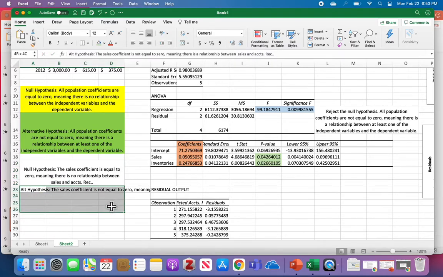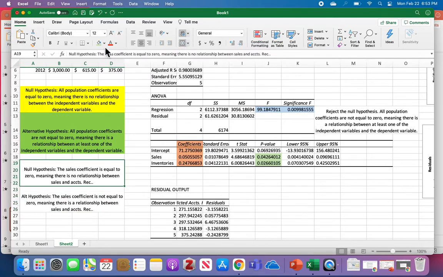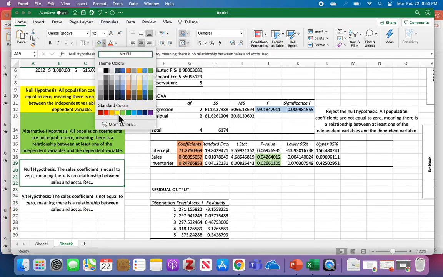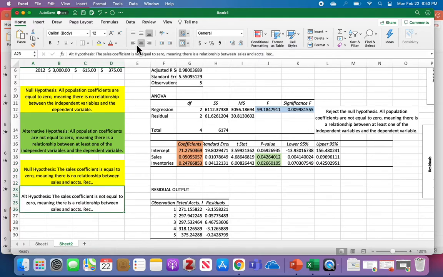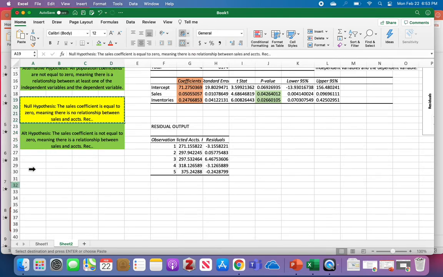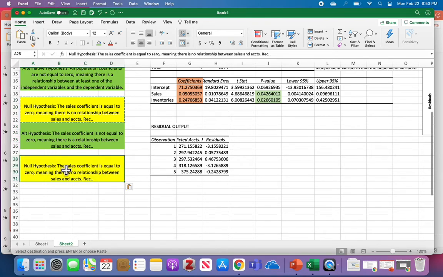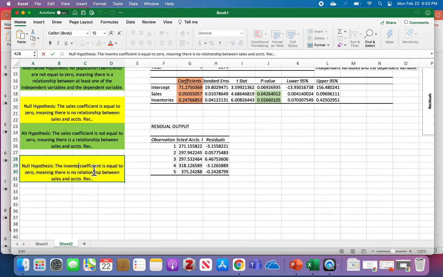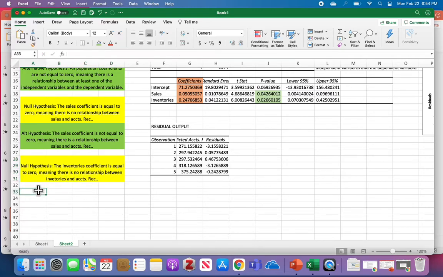And we'll make that bigger. So here's our next null hypothesis and the alternative. And now we've got this same null hypothesis happening again, except it's going to be the inventories coefficient is equal to 0, meaning there is no relationship between inventories and accounts receivable.